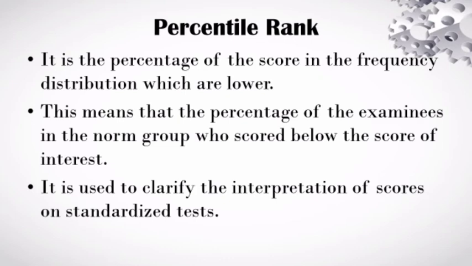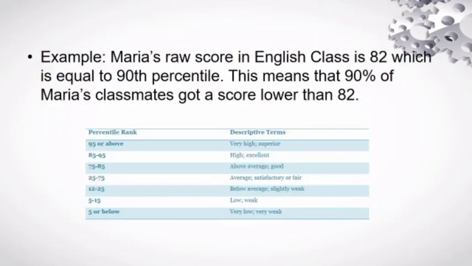interest and used to clarify the interpretation of scores on standardized examples. Maria's raw score in English class is 82, which is equal to the 90th percentile. This means that 90% of Maria's classmates got a score lower than 82. So we can show the interpretation in the box.